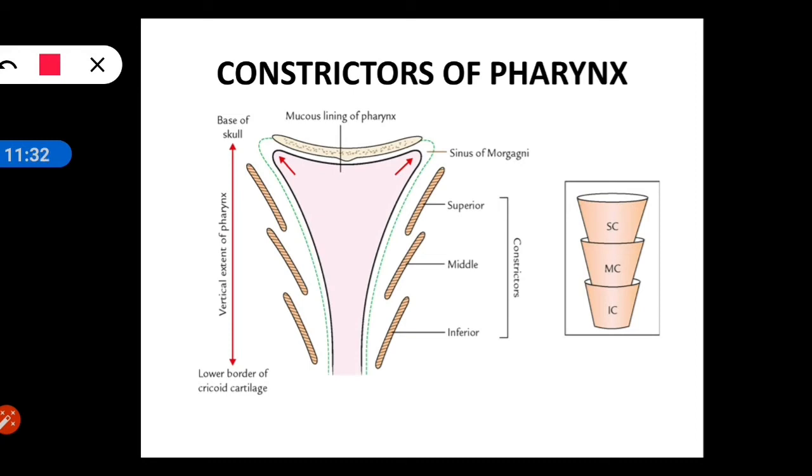Here we can see the constrictors, namely the superior constrictor, middle constrictor, and inferior constrictor. They are reinforced. They are placed one above the other, thereby maintaining strength. It looks just like flower vases placed one above the other. So this is how the outer circular or constrictor muscles are placed.